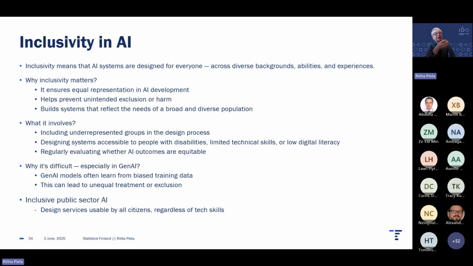But why is it difficult, especially in generative AI? Because generative AI models often learn from biased training data. So quite often we also have biased output. This can lead to unequal treatment or exclusion of certain groups. And inclusive public sector AI is really important because we have to design services usable by all citizens, regardless of technical skills.